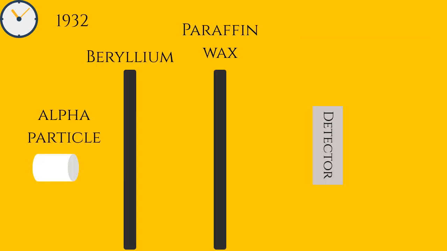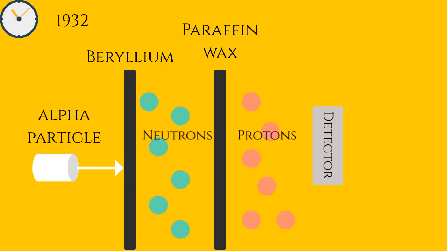In 1932, James Chadwick passed alpha particles through beryllium. He noticed new particles which had mass same as protons but had no charge. He called these particles neutrons.